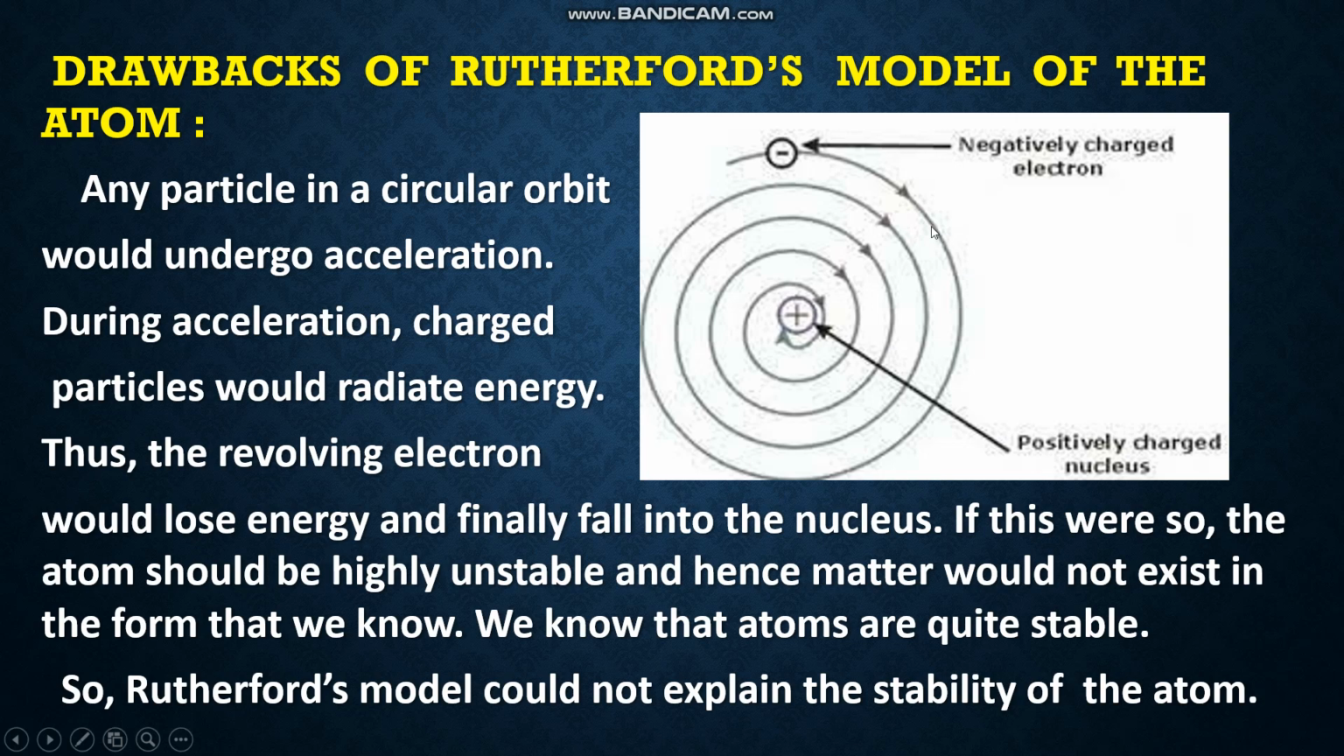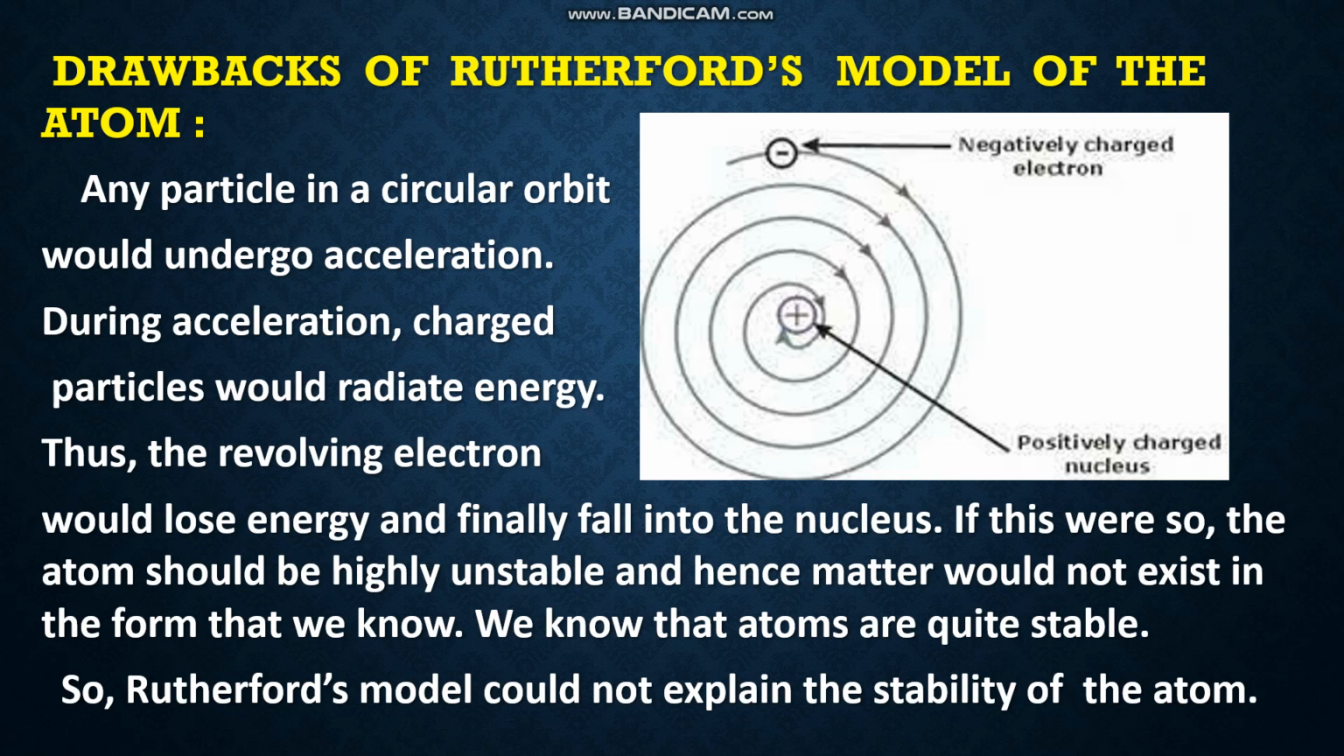So take a particular point here. Instead of going straight, it is changing its direction, it is turning. Here, instead of going straight, it is turning. That means each moment it is changing the direction. That is the reason we can consider circular motion as an accelerated motion. So any particle in a circular orbit would undergo acceleration.